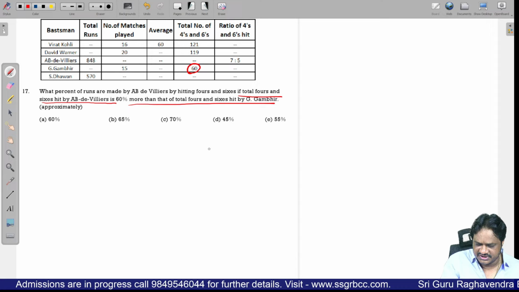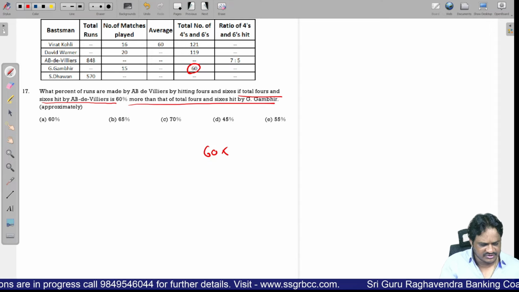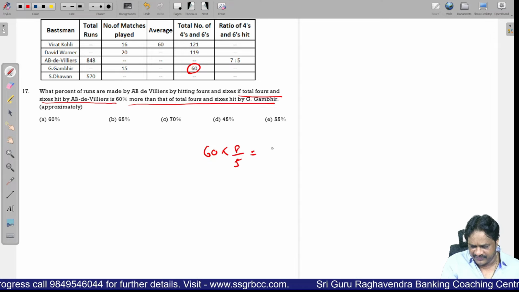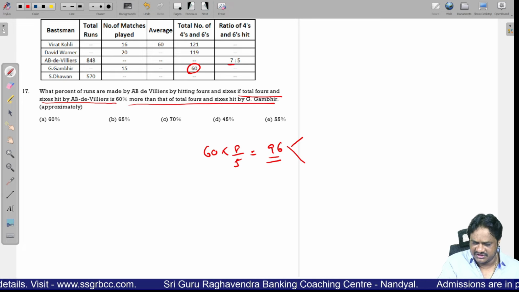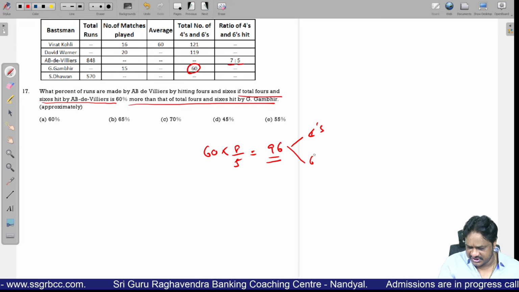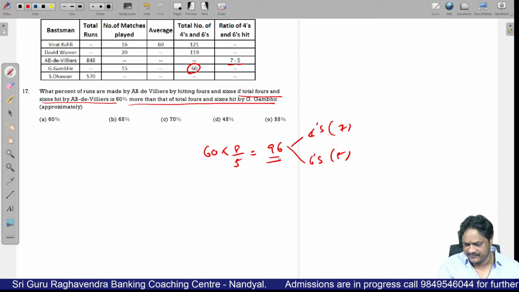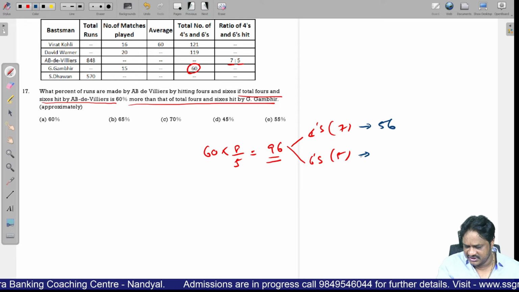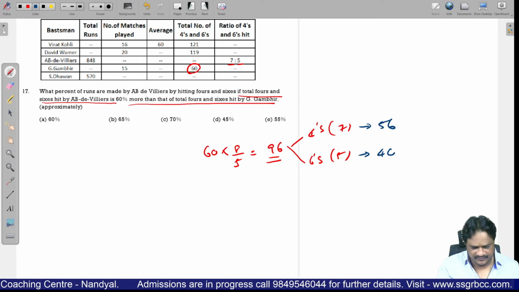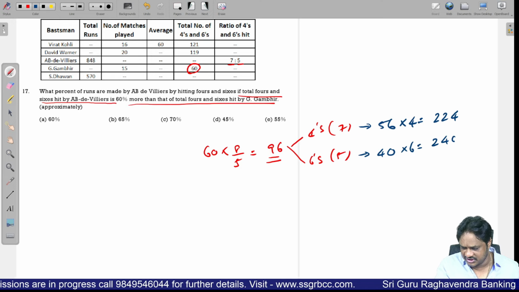So Gautam Gambhir is hitting 60. So 60% more means it will be 8 by 5. That will give 96. In this 96, there will be fours and also sixes. So AB de Villiers, the fours and sixes are in the ratio of 7:5. So 7 plus 5, 12. 96 by 12 is 8. So 7 into 8, 56. And 5 into 8, 40. So he is hitting 56 fours. So total runs is 224. 40 sixes, total runs 240.